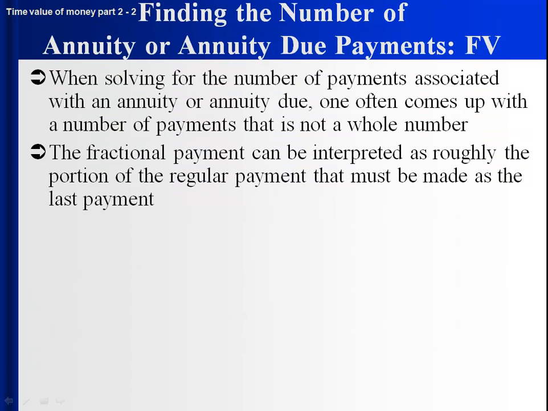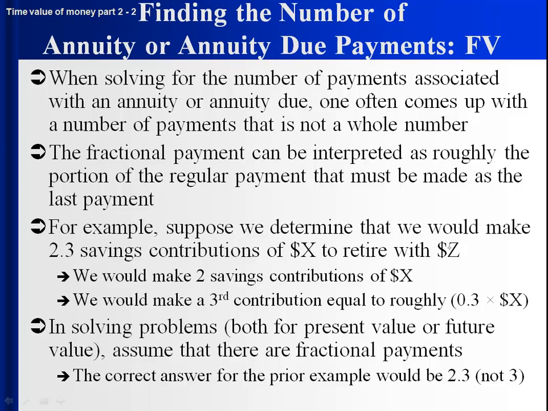So just a reminder that when we're dealing with the number of payments, a lot of times the answer that comes across is a fraction, not a whole number. And the way to think about that fraction is, let's do an example. You want to retire with Z dollars, and you're going to save X dollars per year. You can earn a certain rate of return, and you compute that you're going to need to make 2.3 contributions. A good way to think about it is, we make X, a year later we make X, and now we're almost to our goal, but not quite. So what it's going to take is 0.3X to get us to our goal. And so it's 2 full payments and 0.3 of the third, but the answer is 2.3 because we focus on the number of payments. You can think of it as the number of full payments.